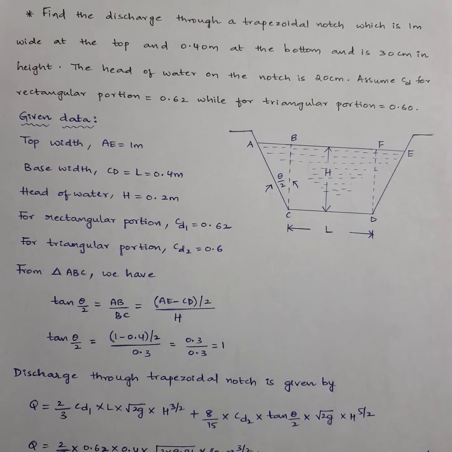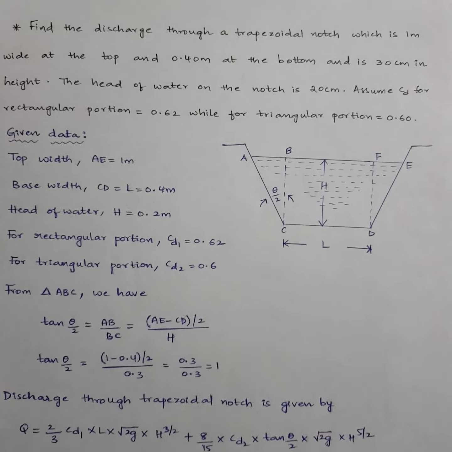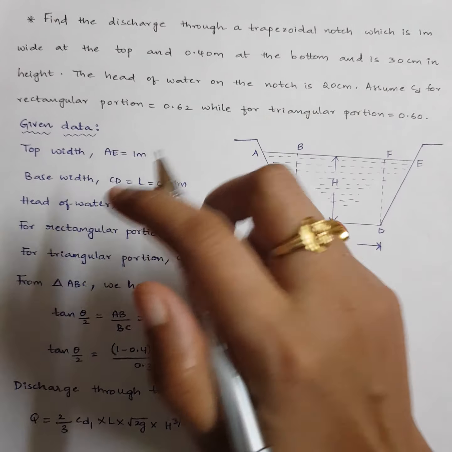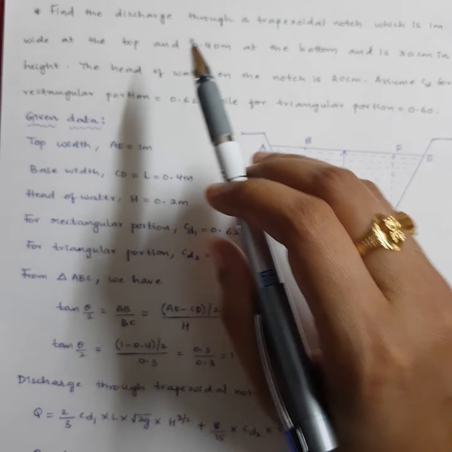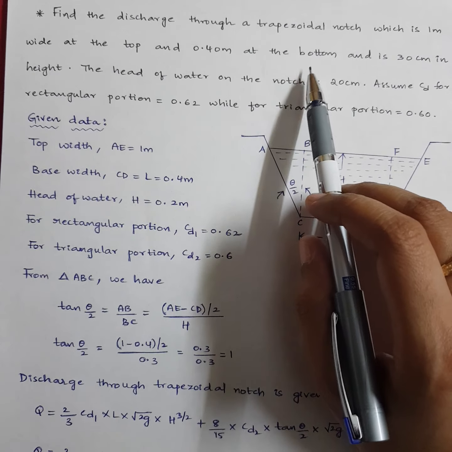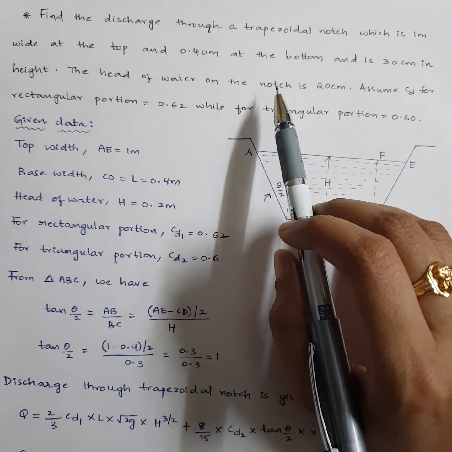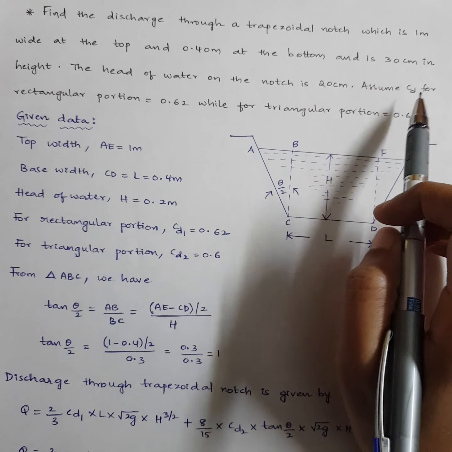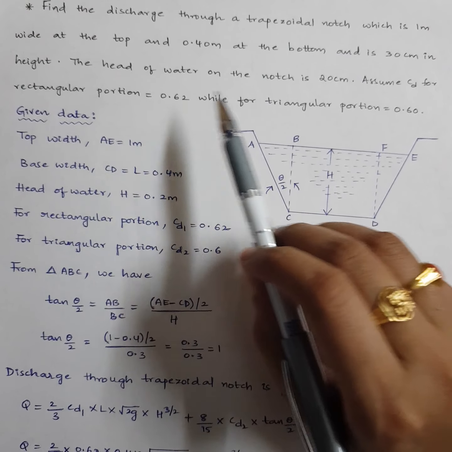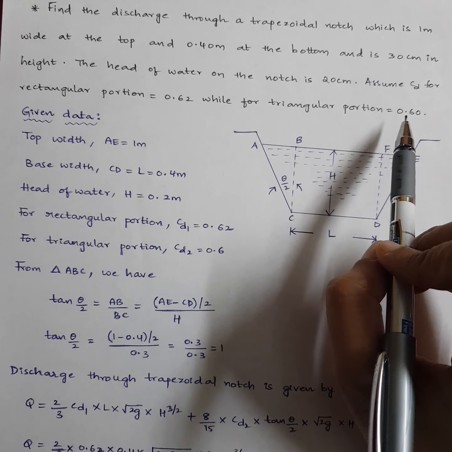So I have a problem for you. Read the problem. Find the discharge through a trapezoidal notch which is 1 meter wide at the top and 0.40 meters at the bottom and is 30 centimeters in height. The head of water on the notch is 20 centimeters. Assume CD for the rectangular portion as 0.62 while for the triangular portion as 0.60.